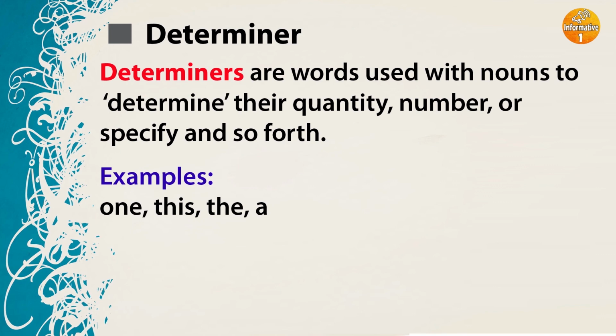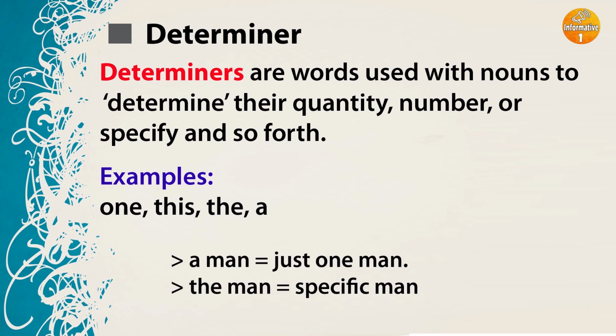Finally and lastly, determiners. Determiners are basically words which are used before nouns to determine their quantity, number, or specificity, etc. So, for instance, you have man. Man alone is a noun, but a man is just one man. The man is a specific man. Two men is two. One man is one. So these are the determiners, and the examples would be one, this, the, and a.